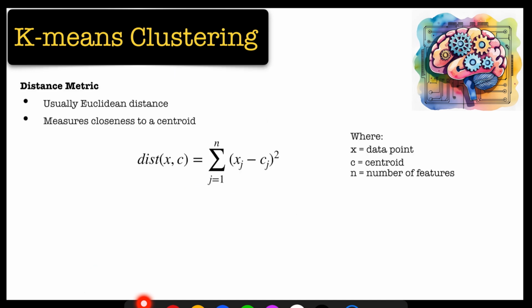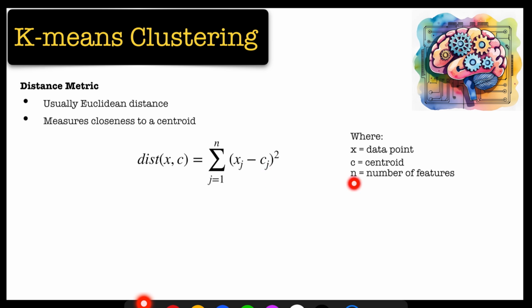Now, distance metric. How do we calculate the distance? We are calculating the distance from a data point to the centroids of all the clusters. Usually we use Euclidean distance for k-means clustering. It measures the closeness to a centroid. So the distance between any point and centroid is calculated using Euclidean distance.